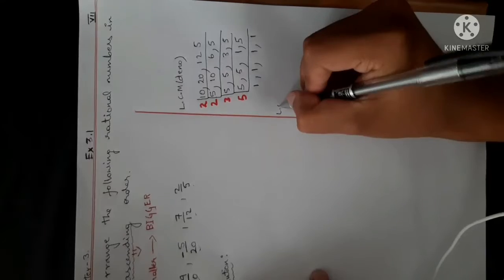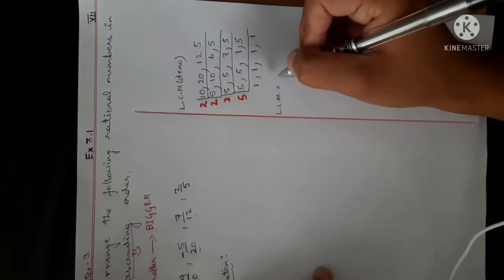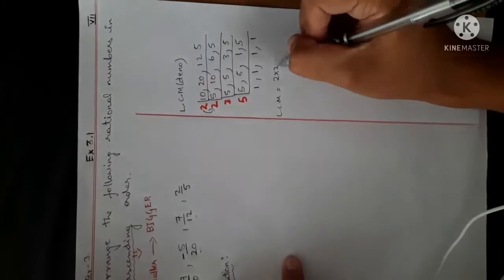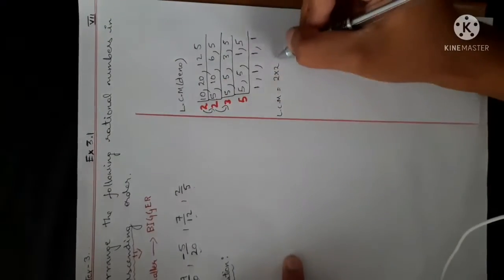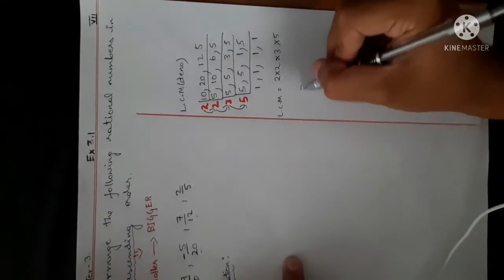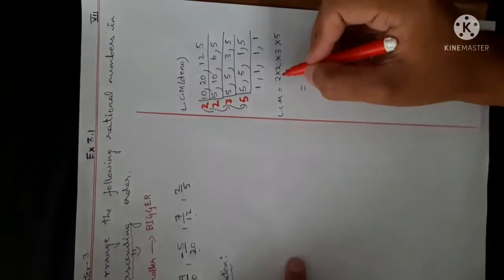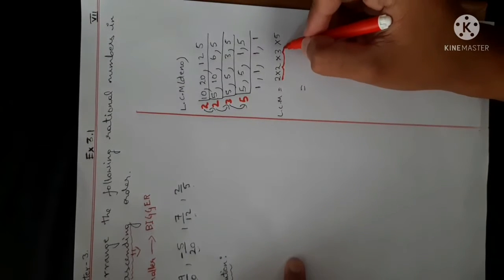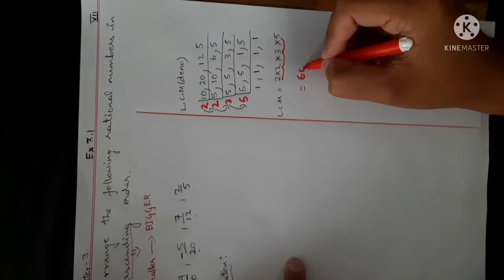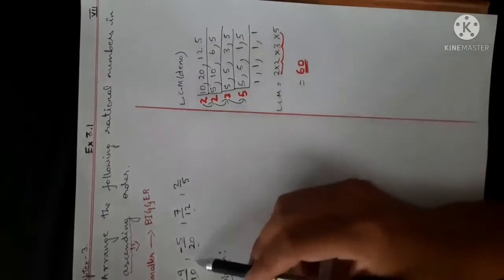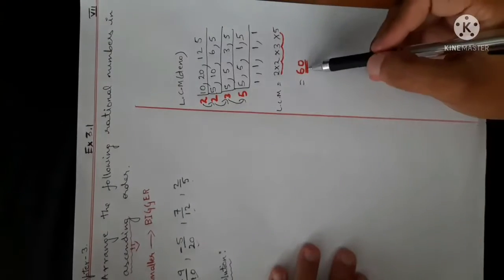So LCM equal how much? Equal 2 multiply 2 multiply 3 multiply 5. And this will be equal to 2 multiply 2 is 4. 4 multiply 3 is 12. 12 multiply 5 is 60. So now we have got the LCM to be 60. Then we convert these denominators into the denominator of 60.